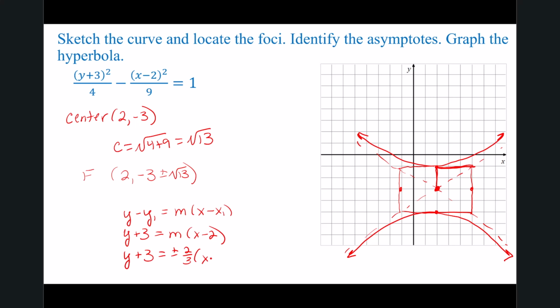So here are the equations for the asymptotes. y plus 3 equals 2/3 times (x minus 2), and y plus 3 equals negative 2/3 times (x minus 2). If the question on the homework asks you to put that in slope-intercept form instead, then distribute through on the right, subtract 3 from both sides, and you'll have the y equals mx plus b form instead of this form right here.